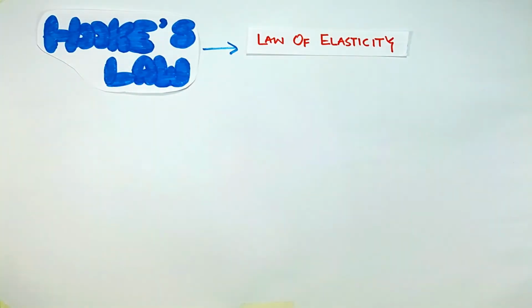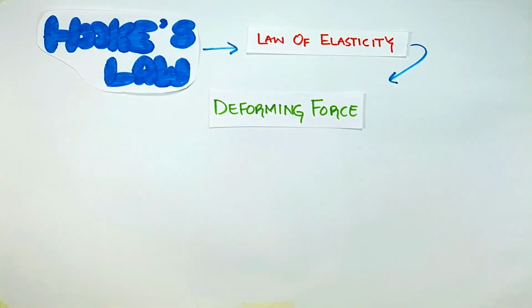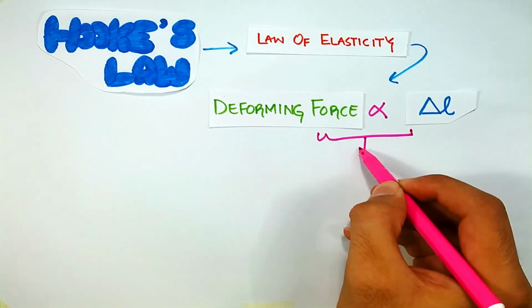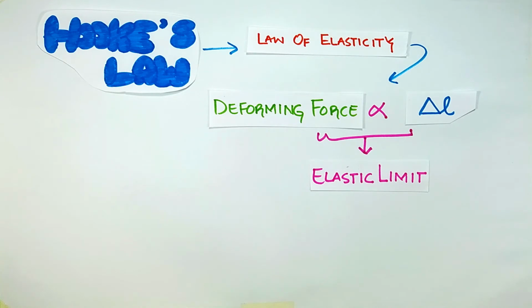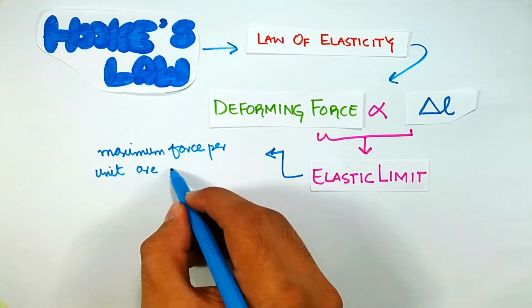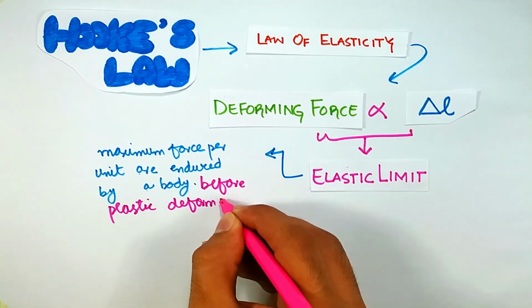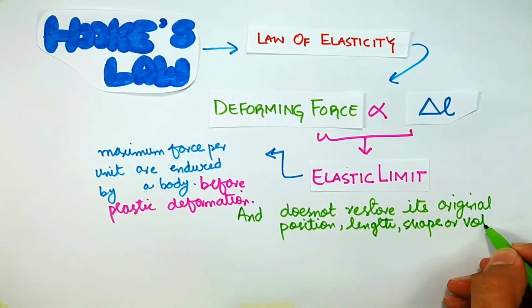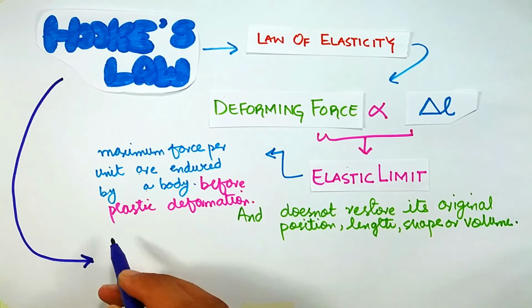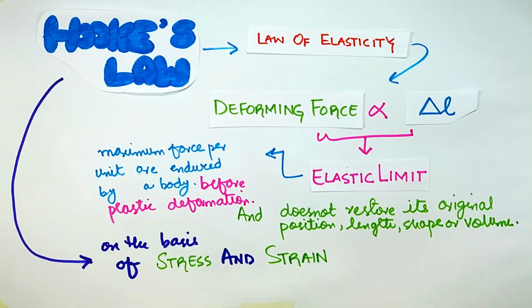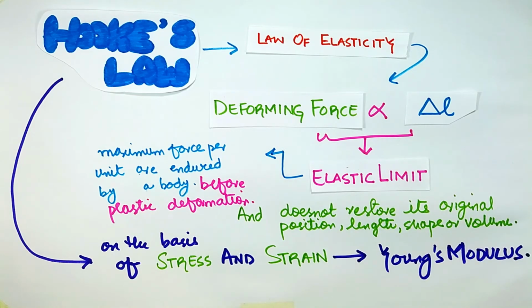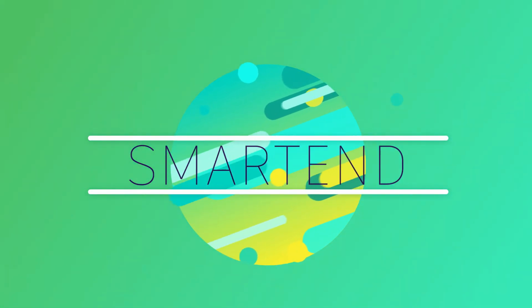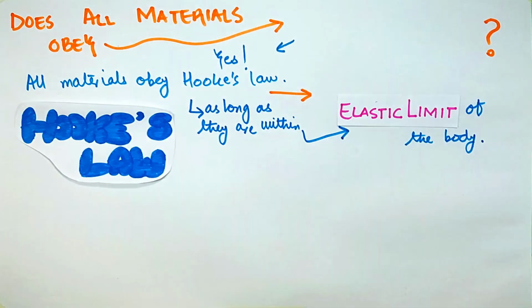Recapping. Hooke's law is the law of elasticity in which the deforming force or the restoring force is directly proportional to the change in the length of the body within the elastic limit of the body, where the elastic limit is the maximum force per unit area that any object can endure before it undergoes permanent deformation or plastic deformation and does not restore to its original position. Hooke's law can also be explained in terms of stress and strain, which provides the basis for Young's modulus. More about them in the next video.